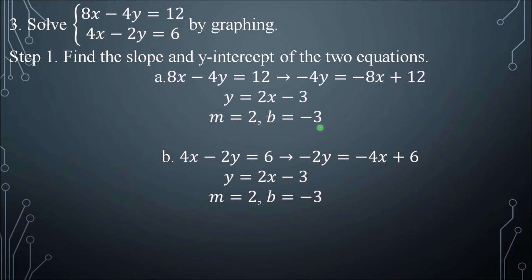Next equation, 4x minus 2y equals 6. Negative 2y is equal to negative 4x plus 6. Then we divide all sides by negative 2. We have y is equal to 2x minus 3. And then the slope is 2 and y-intercept is negative 3. So as you notice, the slopes are equal, 2 and 2, and the y-intercepts are also equal, negative 3 and negative 3. So let's see what will happen.